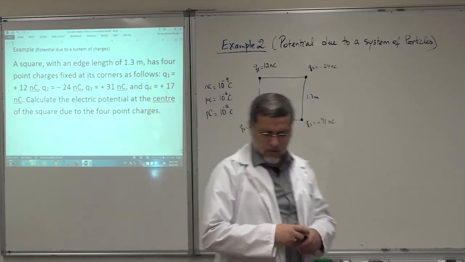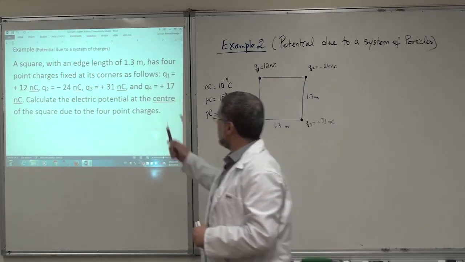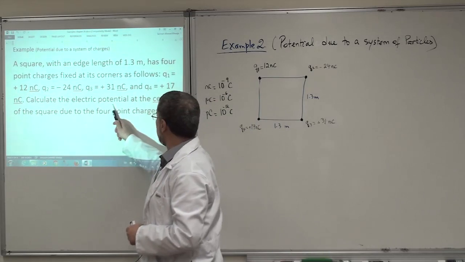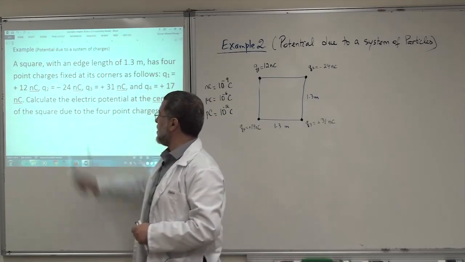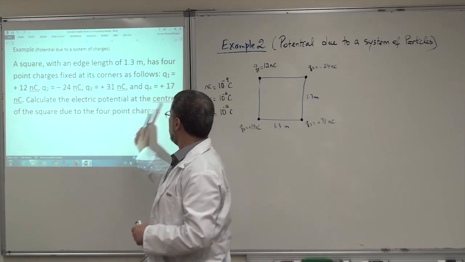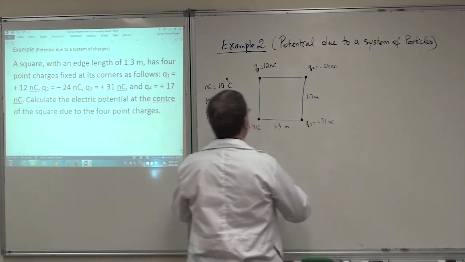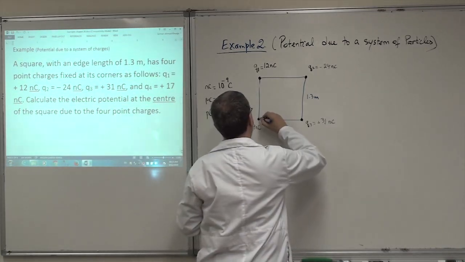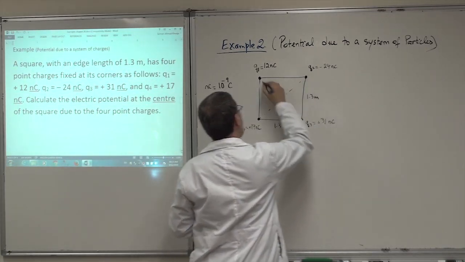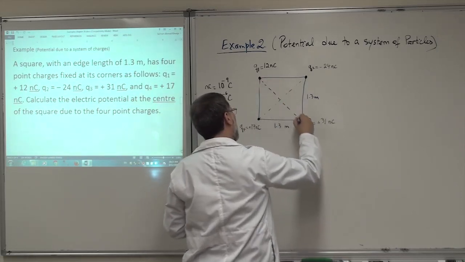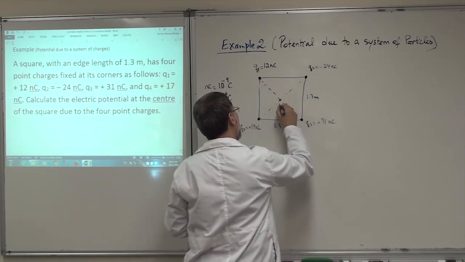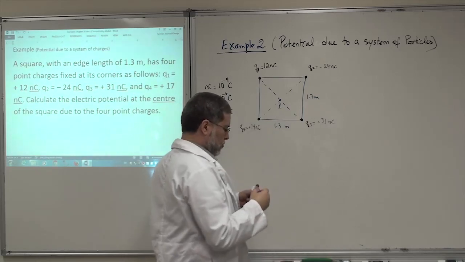Okay, and what does he want here? Calculate the electric potential at the center of the square due to the 4 point charges. So he wants the electric potential at the center of the square. To find the center, you draw the 2 diagonals, and where the diagonals cross, that's the center here, point P. I'm going to call it point P.